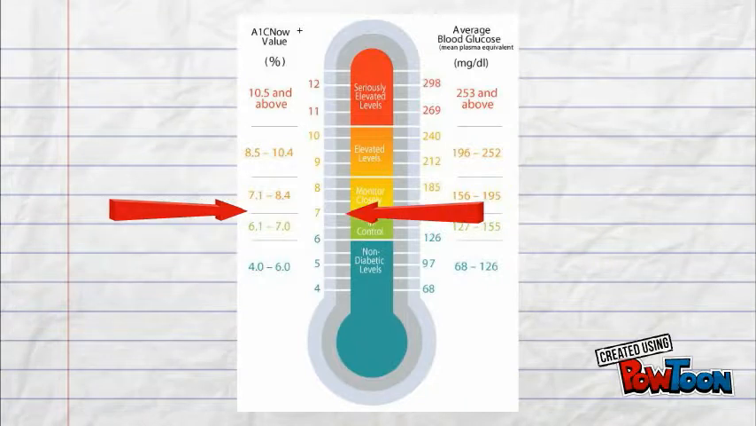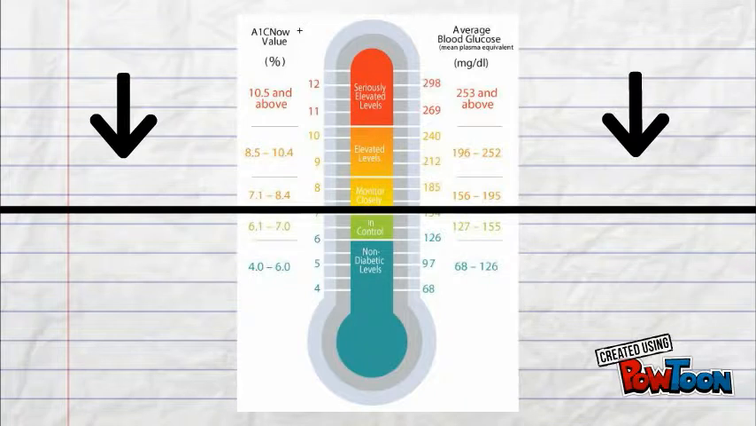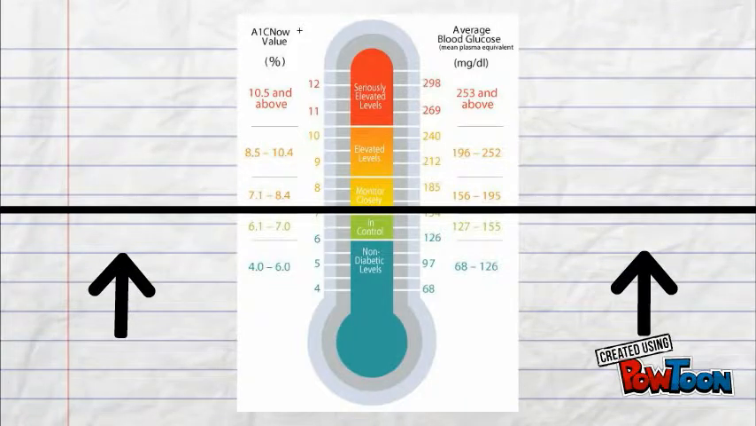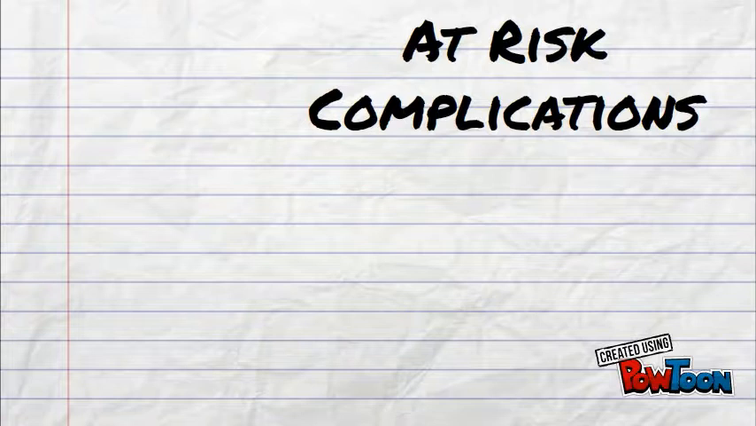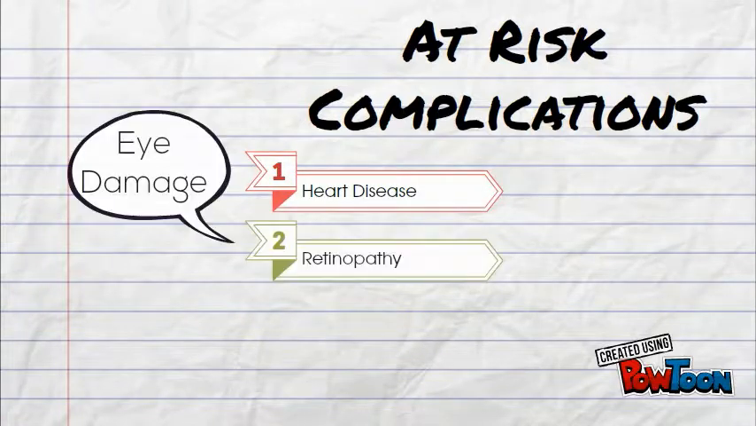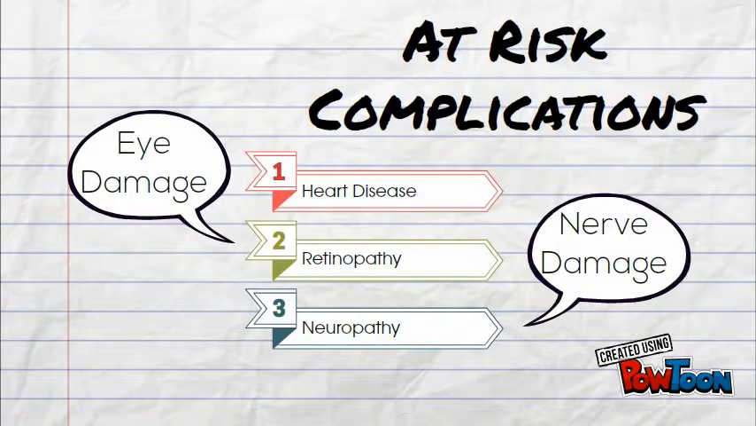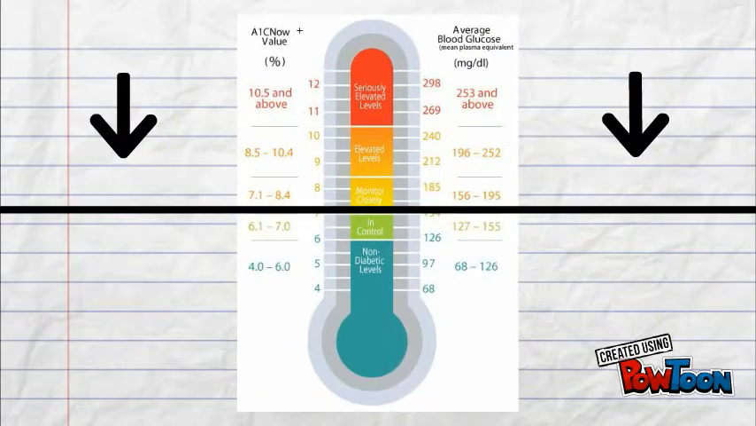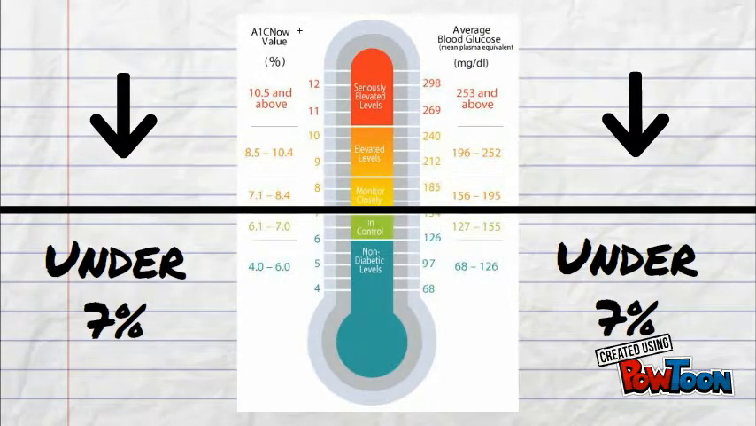For people with diabetes, it is a good goal to be under 7%, which indicates that you have good control of your diabetes. Elevated values over 7% means you might be at risk for complications, which include heart disease, eye damage, nerve damage or neuropathy, foot issues, and having a harder time healing, which could potentially lead to amputations. So it is best to try to stay under 7%.